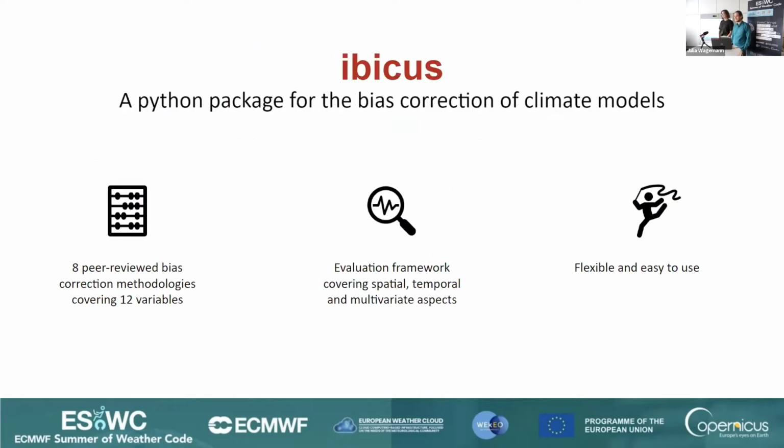Yeah, this is why we bring you ibicus. It's a flexible and user-friendly toolkit for the bias correction of climate models and associated evaluation. We include in the package 8 peer-reviewed bias correction methodologies covering a total of 12 climatic meteorological variables. To give users the choice of methods, we include an evaluation framework for bias correction, which covers spatial, temporal, multivariate aspects to identify misuse and to help users really find the most suitable method for their use case.